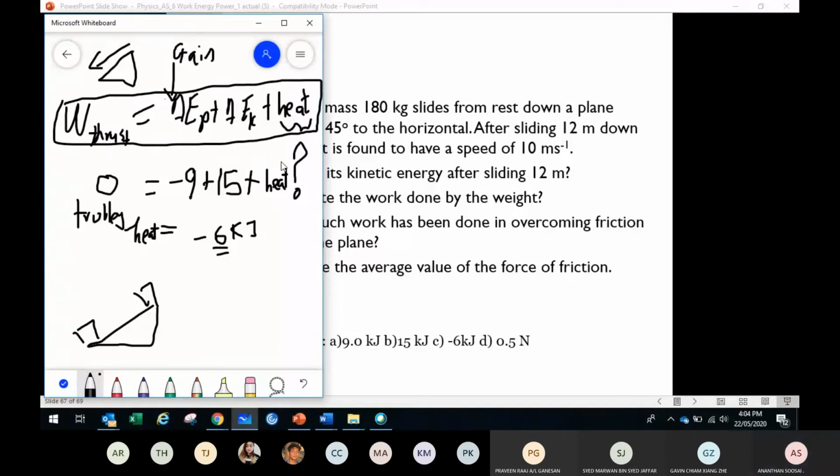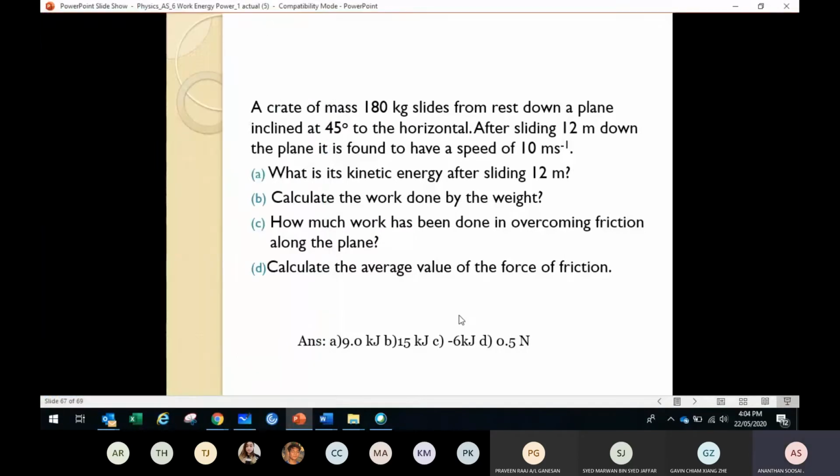Okay, so that's the part C answer. How much work has been done on overcoming friction along the plane? We got negative 6 kilojoule. To get the C answer, you must realize that work by thrust is 0, because it's a trolley. Okay, D.